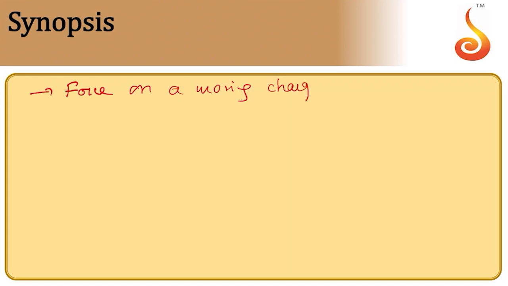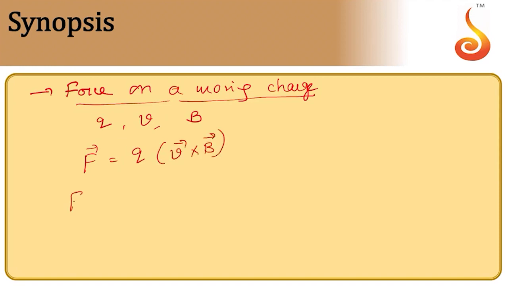Force on a moving charge. Let us consider a charge q which is moving in a magnetic field with velocity v, magnetic field being B. Then the force experienced by the charge is given by F is equal to q into v cross B. Or we can write F is equal to qvB sin theta, where theta is the angle between the velocity vector and the field vector.